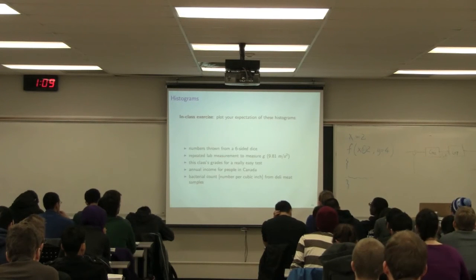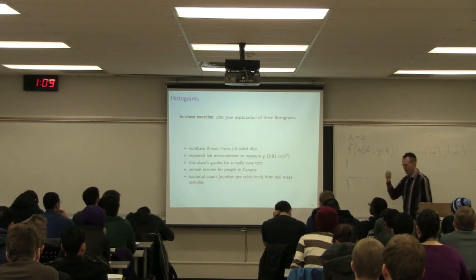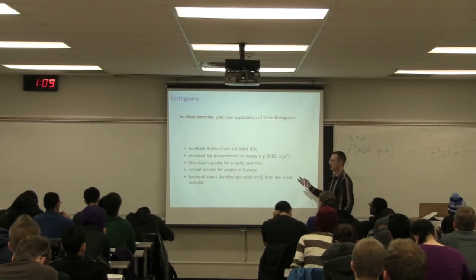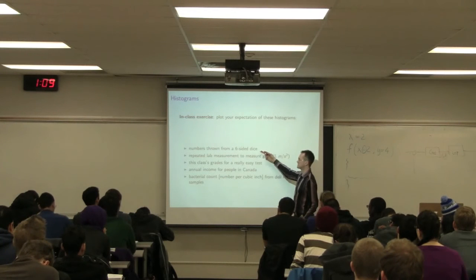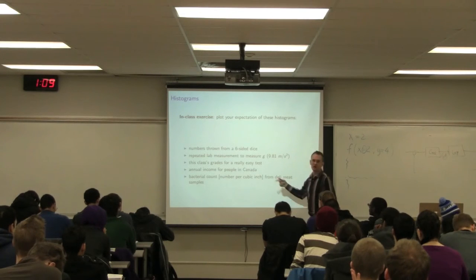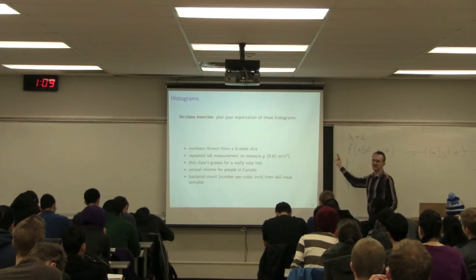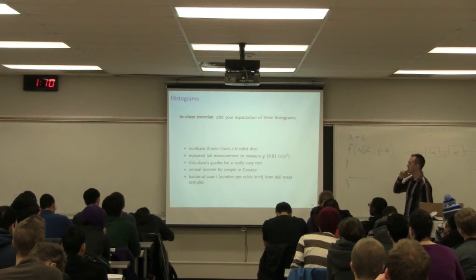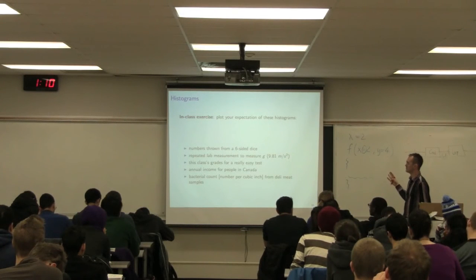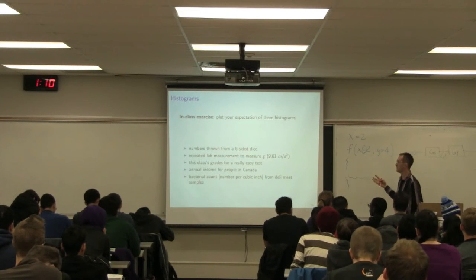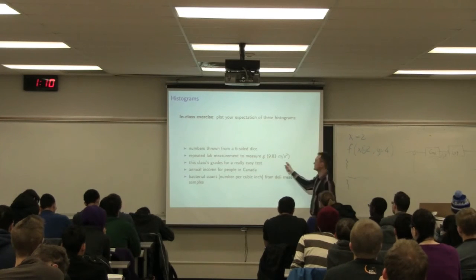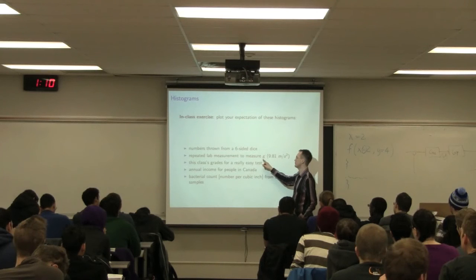Okay, so if you think about these examples, quickly write down on your page in front of you or talk with the person next to you: what would the histogram look like for numbers thrown from a six-sided die? What would the histogram look like if I went to the physics lab here on campus and got all the lab reports for the students doing that experiment that you all do in first year, when you measure the value of G?